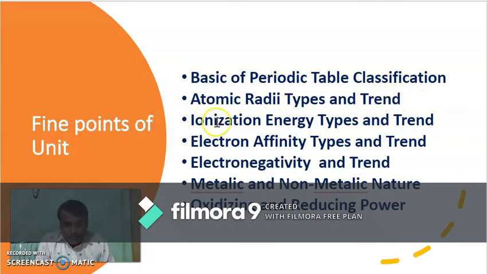Then the next point is ionization energy, its types and trend, electron affinity, its types and trend, electronegativity, its types and trend, metallic and non-metallic characters of elements, oxidizing and reducing power of elements. These are the contents of unit first, part A.